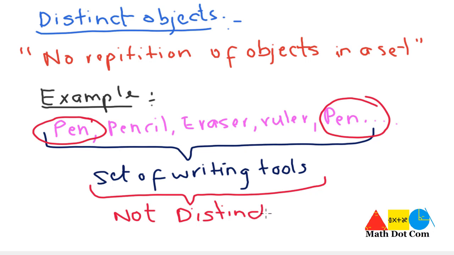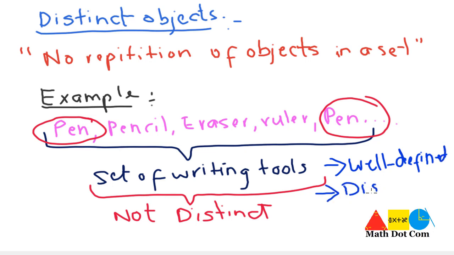And if a set is not distinct, it means it is not a set. It means for a set, you must have two properties that satisfy it. One is it should be well-defined, and it should be distinct. If any one of these two properties fails to be satisfied by the given collection, we cannot call that collection of items a set.